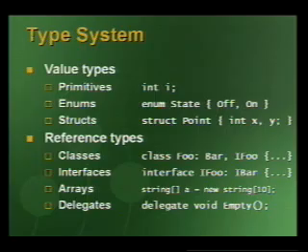Just drilling into the next level of this classification, in the value types category, we have things like the primitive types, ints and floats and doubles, enums, and structs. And in the reference type category, we have classes, interfaces, arrays, and delegates. Those of you who know C++ will notice a difference here.